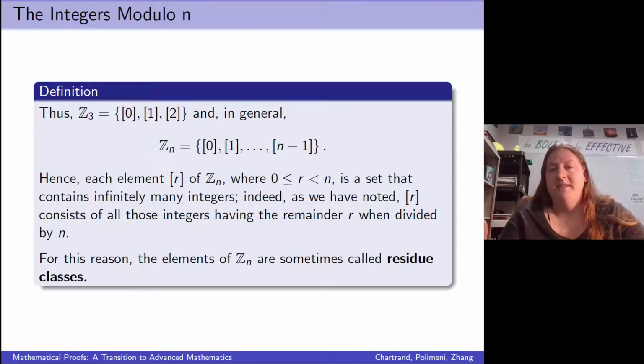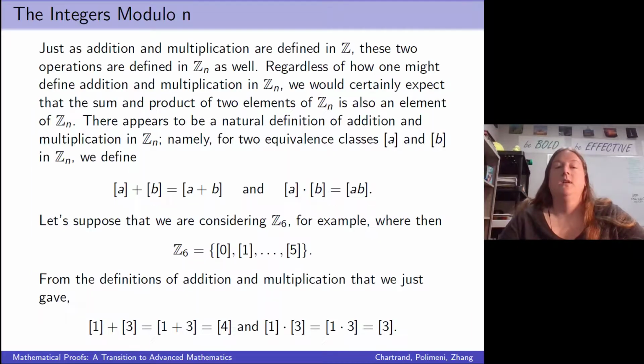And we've already seen that this is all the integers that have a given remainder when they're divided by n. Because of that, we sometimes call the elements of the integers modulo n residue classes. The same way we can define addition and multiplication on the integers, we also have addition and multiplication in the integers modulo n.